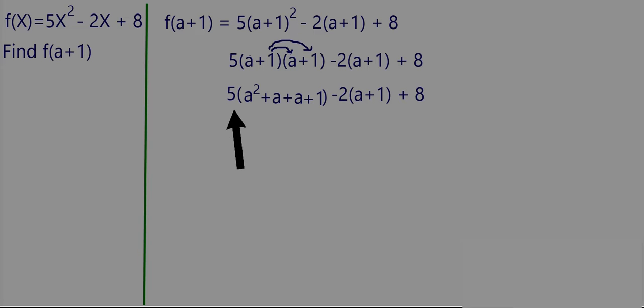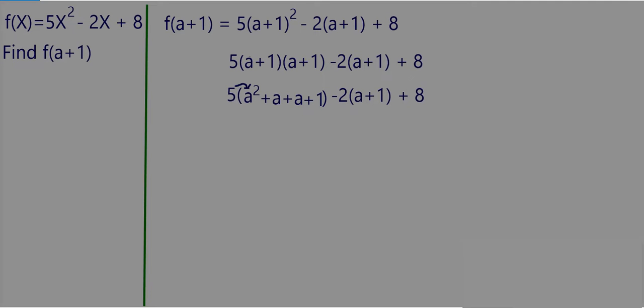We also will multiply this 5 by everything between the brackets. 5 times a squared gives 5a squared. And we write the results along with the signs that are between them. These signs are plus signs. 5 times a gives 5a. 5 times a again gives 5a. 5 times 1 gives 5.